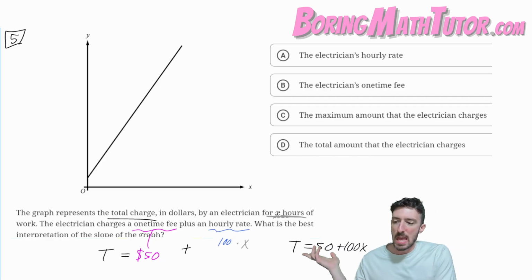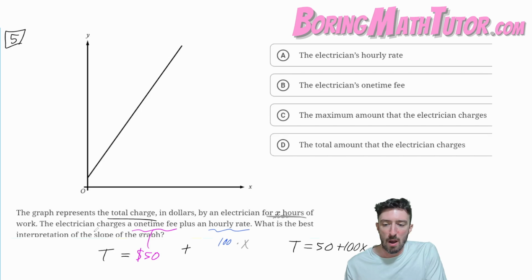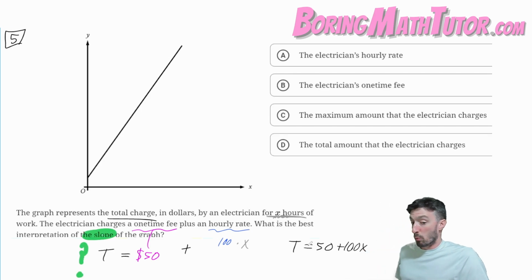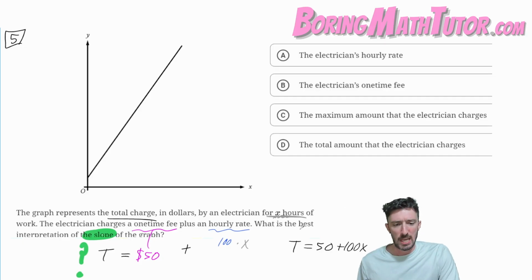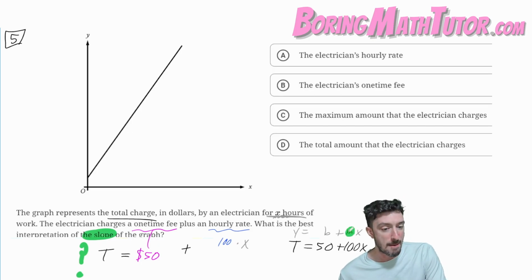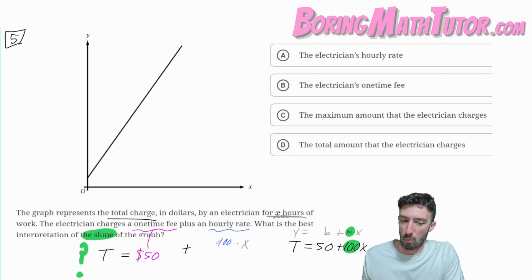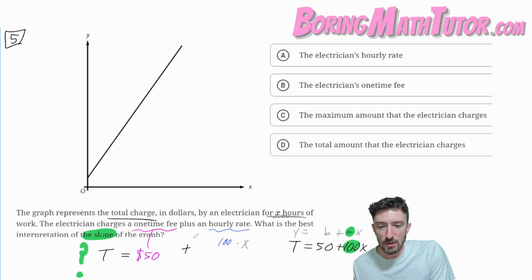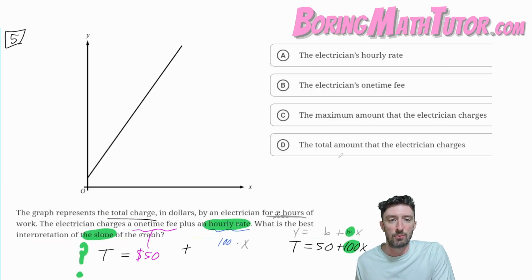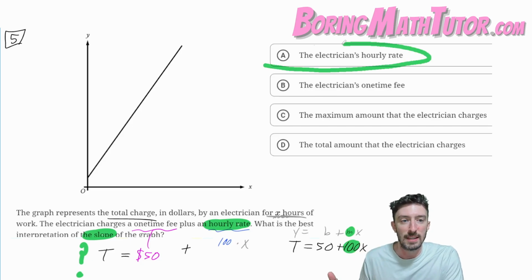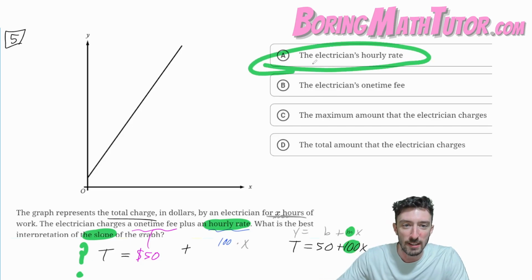Okay. And now they want to know about the slope. That's the question. Well, the thing I just came up with looks a lot like mx plus b, where m is always the slope. So in our case, that would be 100. But what was 100? 100 was his hourly rate. That's it. That's all you got to do.